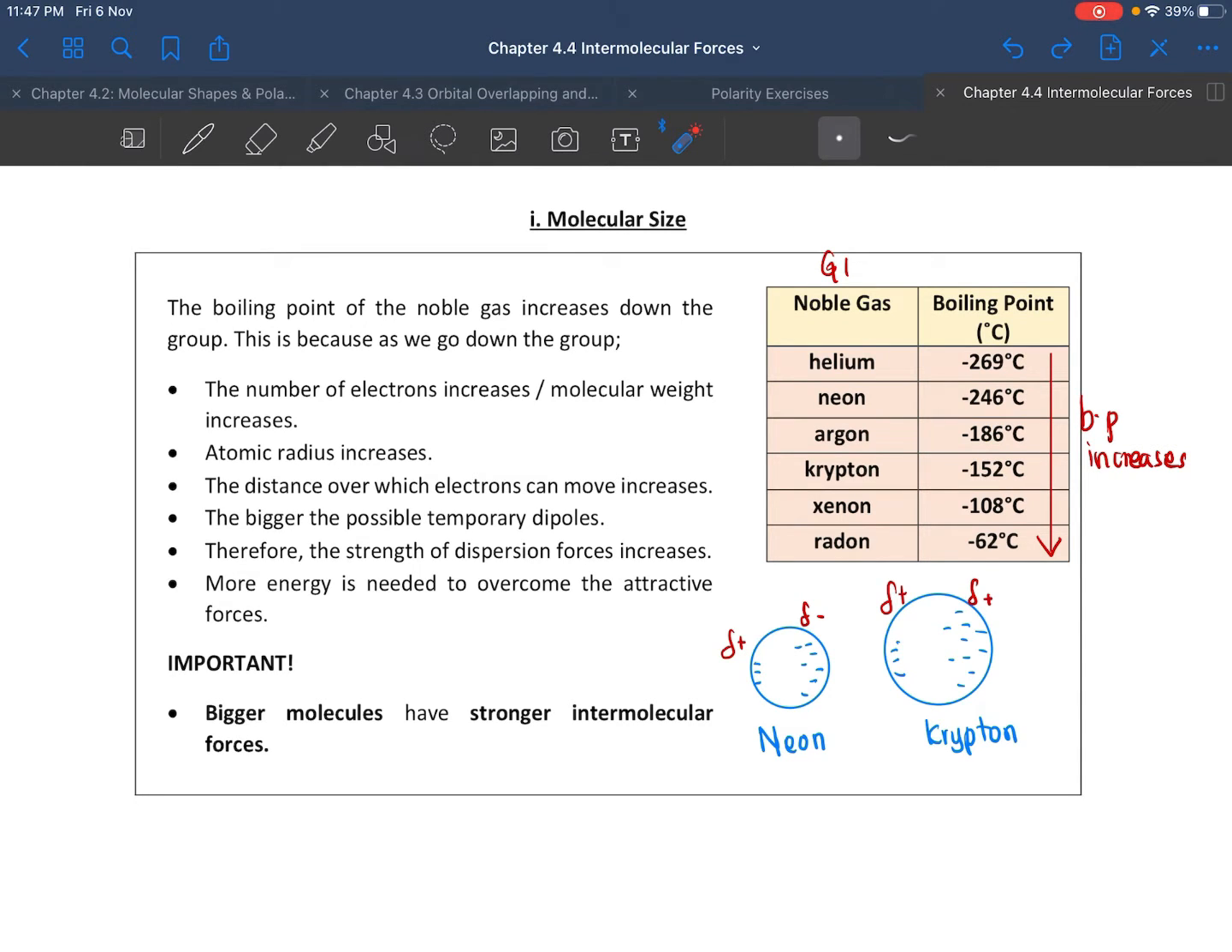Okay, so the important point here adalah the bigger the molecule, that means the van der Waals forces are stronger. So strong van der Waals forces need more energy to overcome the attractive forces. So higher boiling point.